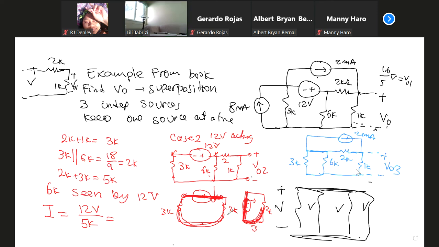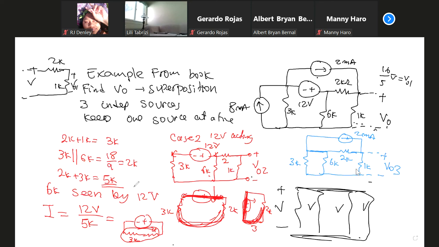So it's 2K and 3K. They're in series, so it's 3 plus 2. I'm still kind of confused. This is 2K. This is 3K. What do you see? What's the total resistance? I see it's 5K.